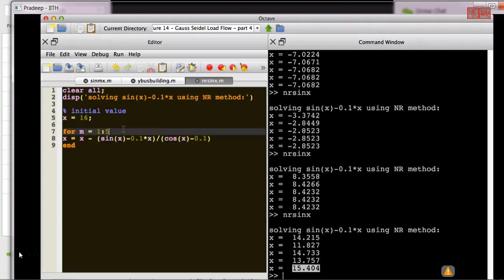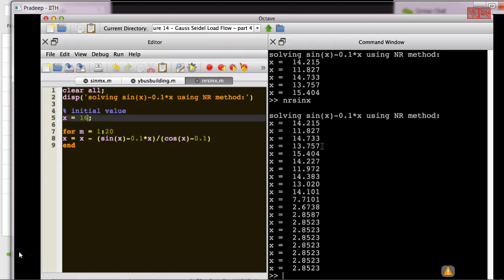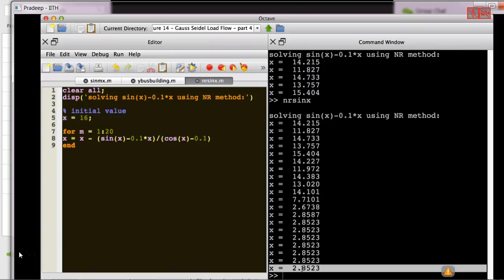So let's try increasing the iterations. Let's take 20 iterations. But the initial solution is still 16. Again if I run it, now after 20 iterations I found 2.8523 as the solution. So sometimes it happens like that. But then the problem here is you don't know which solution it will come to. So in fact for 16 the nearby solution is 8.4, but the solution that we are able to find is 2.8. So that's why this Newton-Raphson method is only effective when you know the solution nearest to the actual value, then you can use Newton-Raphson method and solve it.